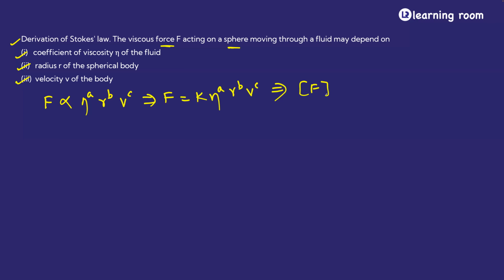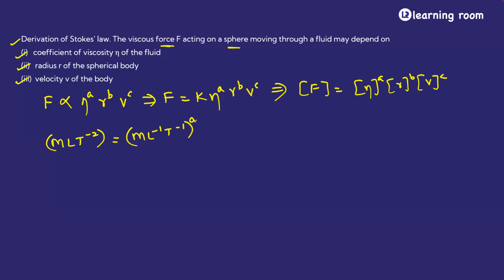The dimensional formula of F should be equal to the dimensional formula of eta^a, r^b, and v^c. So what is the dimensional formula of F? MLT^-2 is equal to eta, which is ML^-1 T^-1 to the power a. And what about r? L to the power b. And what about v? LT^-1 to the power c. Am I clear with that?